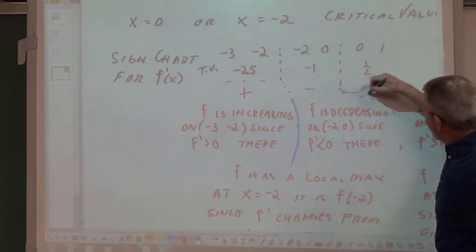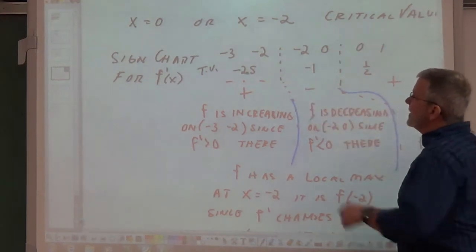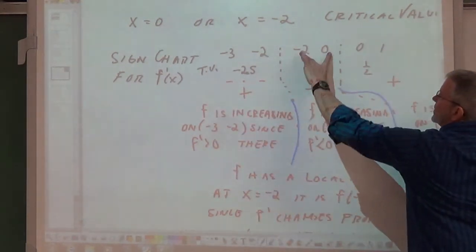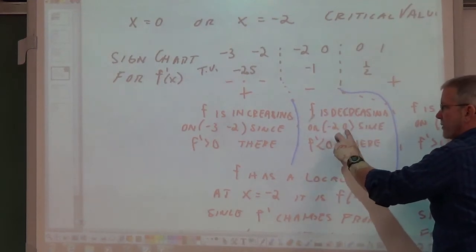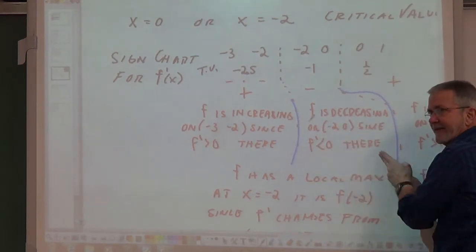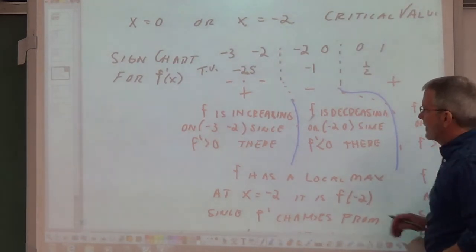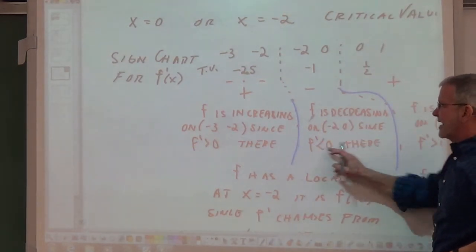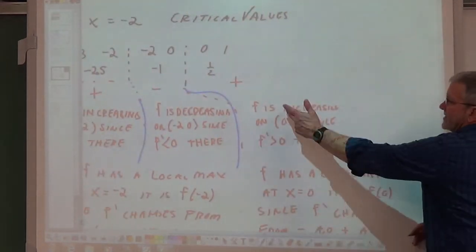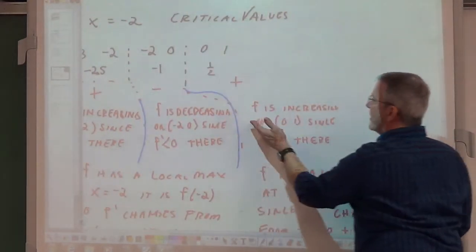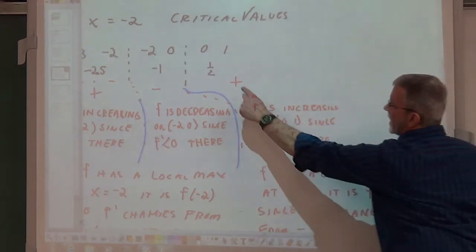What about this negative thing here? Well, f prime is negative from negative 2 to 0. That says that f is decreasing on the interval negative 2 to 0 since f prime is negative there. F is decreasing, f prime is negative. F is increasing, f prime is positive. And here again I have f is increasing from 0 to 1 since f prime is positive there.